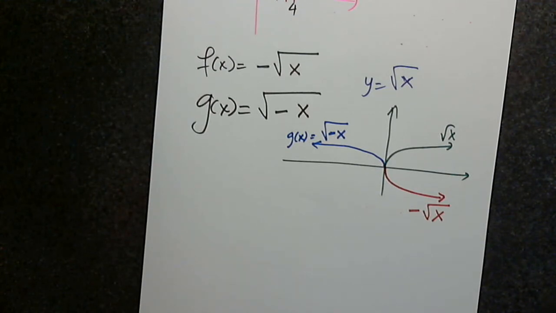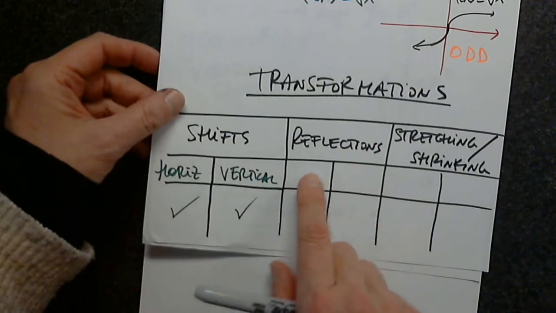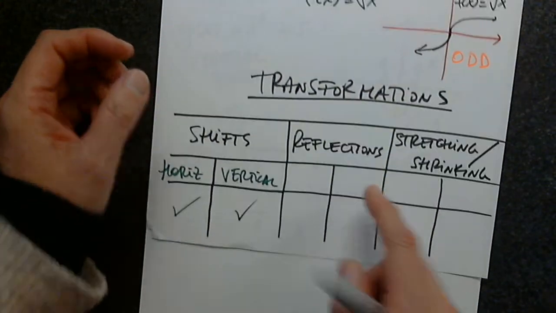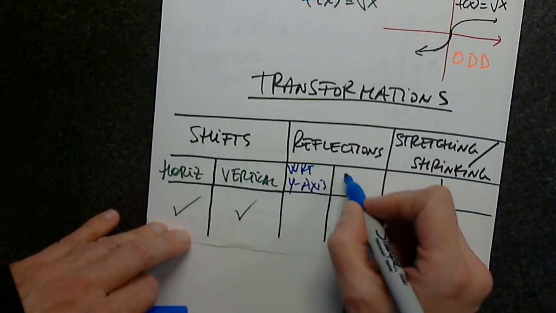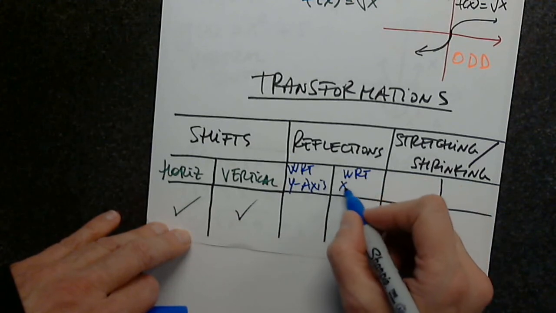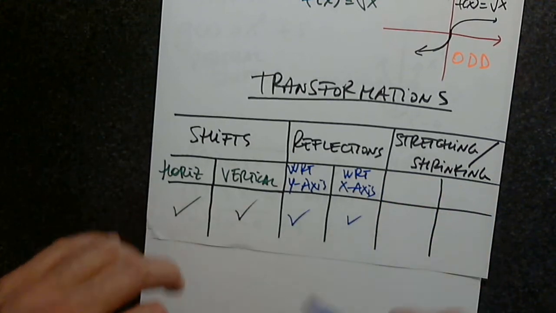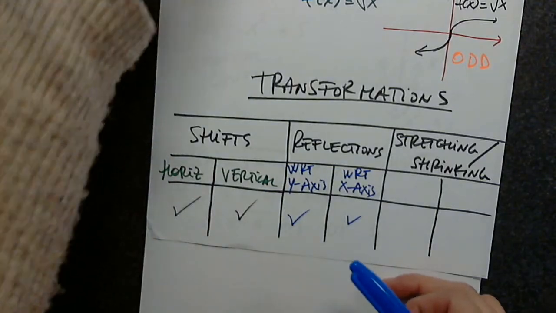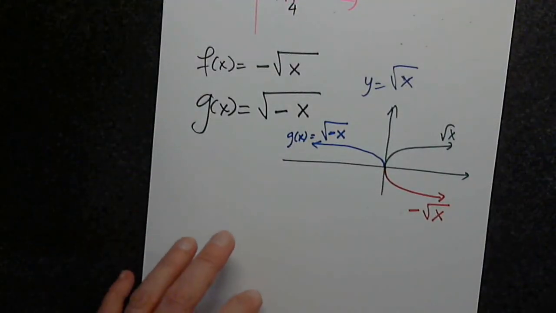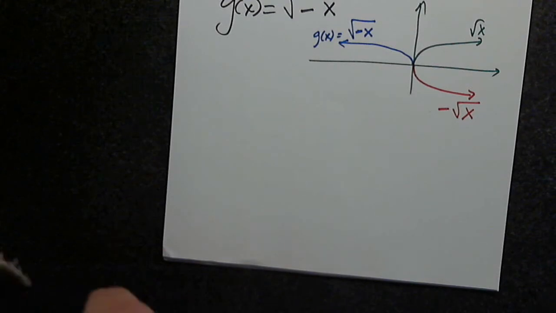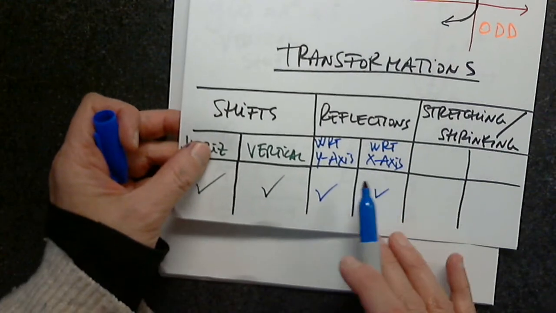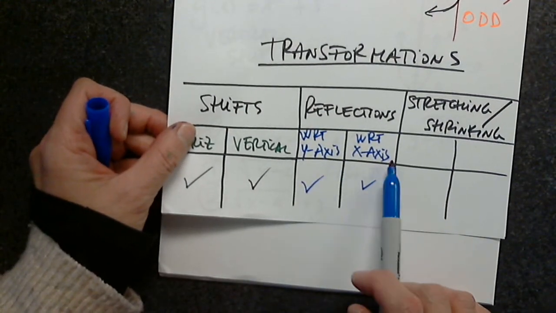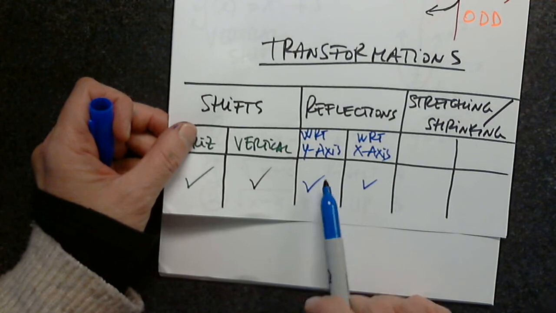So these are the two possible reflections. Reflection with respect to the y-axis and with respect to the x-axis. WRT the y-axis, WRT the x-axis. And let me give you a combo now. The first one was with respect to the y-axis. It doesn't matter, the order is not important. With respect to the y-axis and with respect to the x-axis.